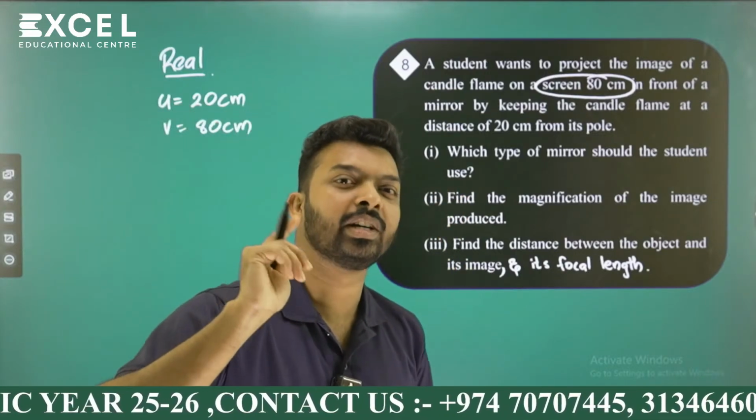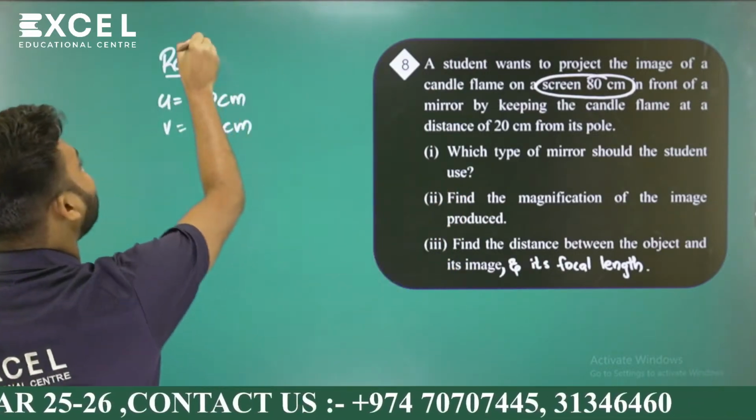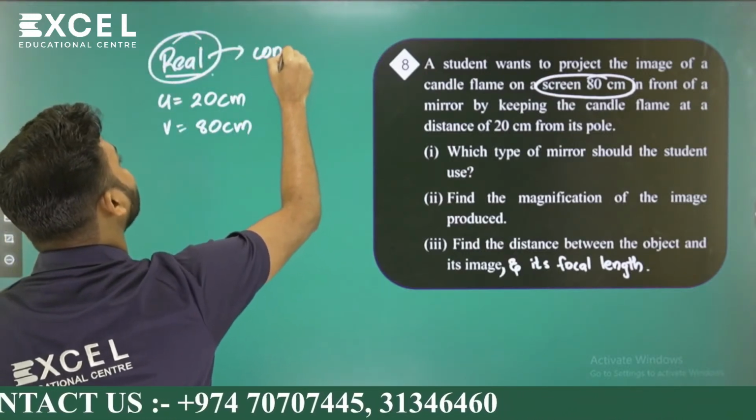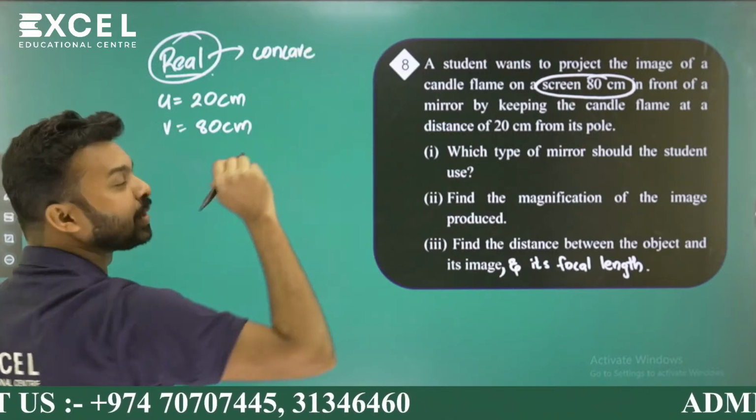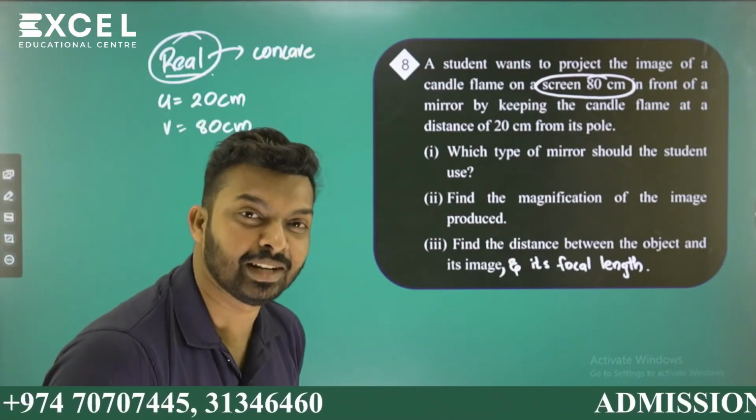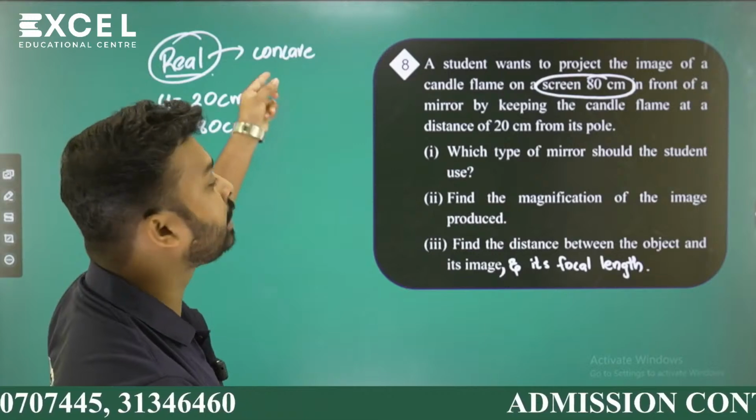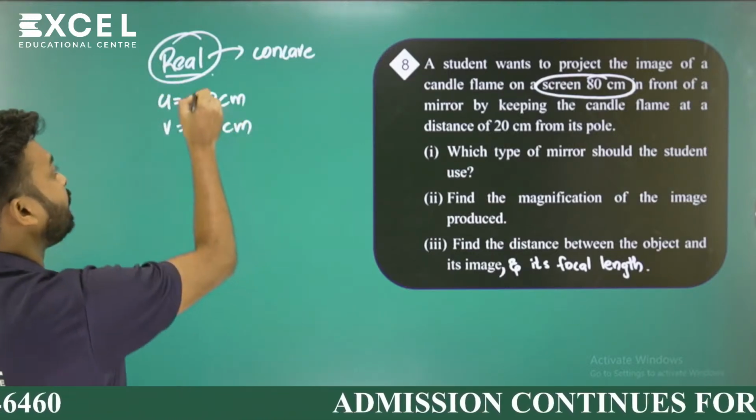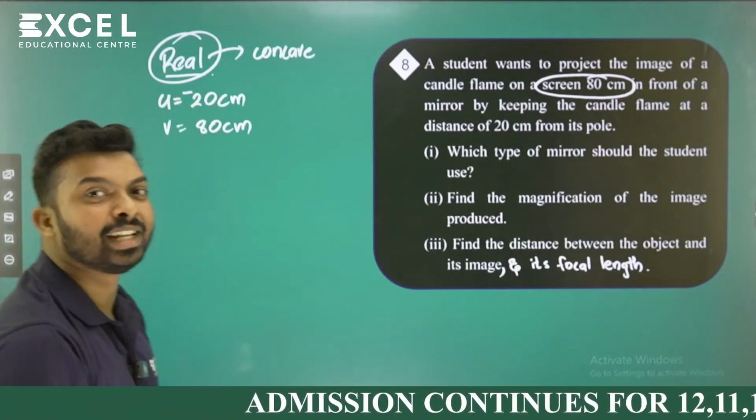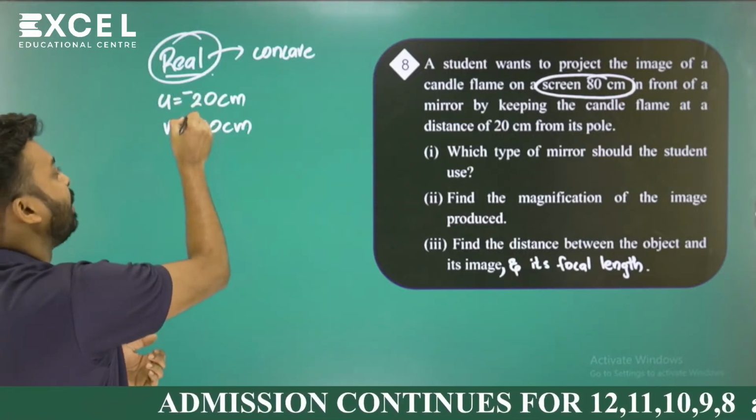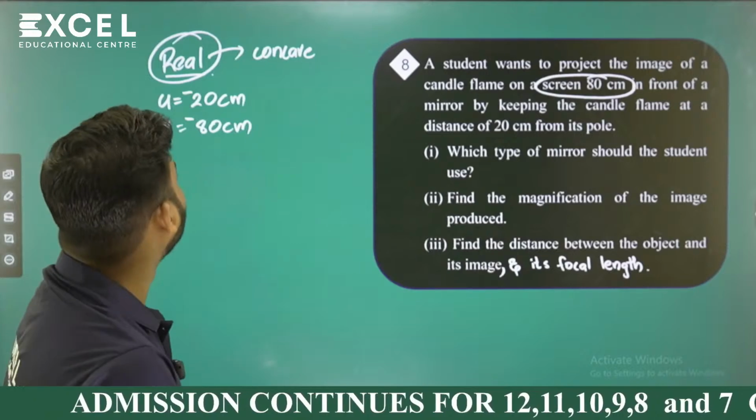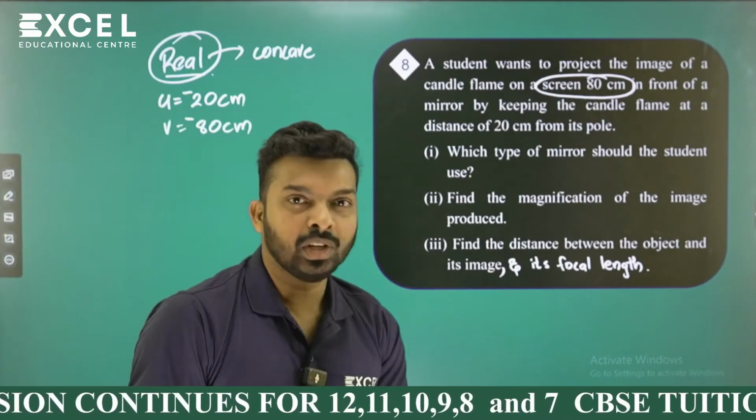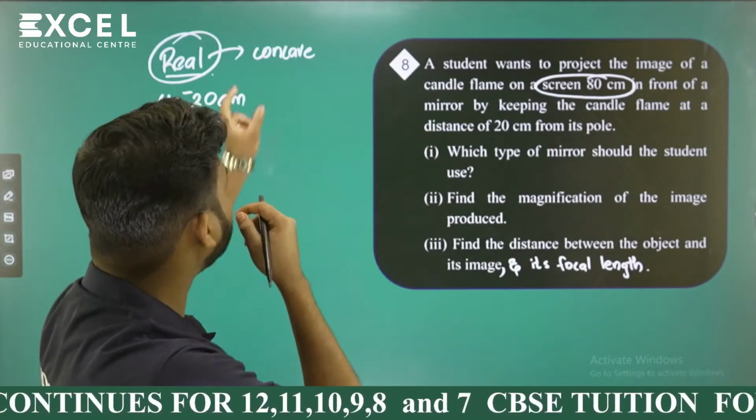One thing you have to understand: here a real image is formed. Only a concave mirror can form a real image. So u is equal to 20 centimeter, which will be given with minus, and since a real image is formed, v will also be minus. So u is equal to minus 20, v is equal to minus 80. So the first answer we have got is a concave mirror.